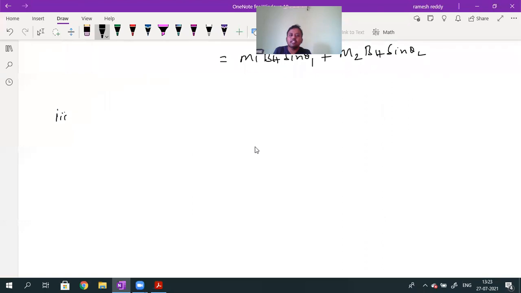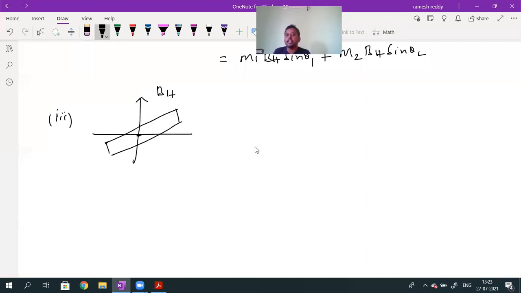And what is the third point I'm considering? I consider a bar magnet. The horizontal component of the earth's magnetic field is BH. In this horizontal component of the earth's magnetic field, I suspended one bar magnet. This is the center of the bar magnet.